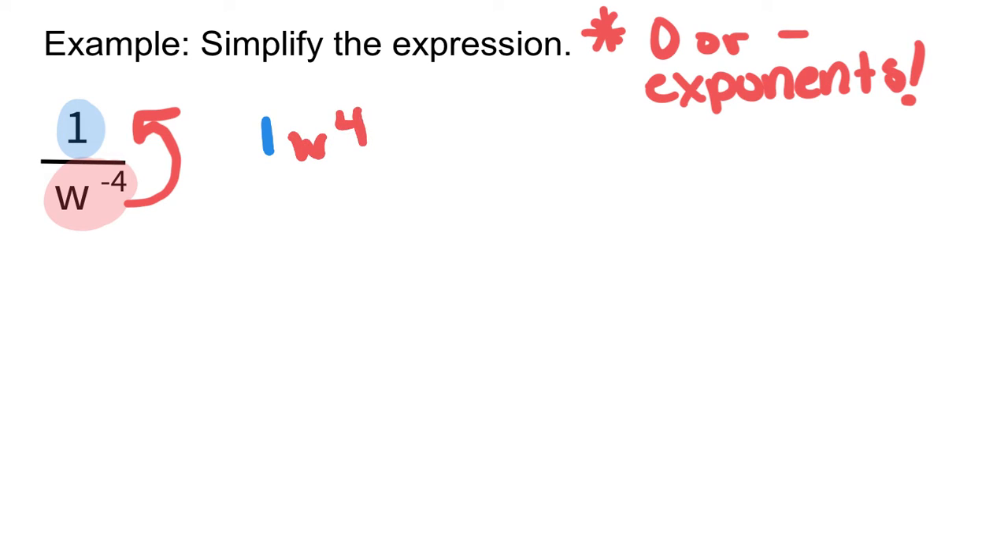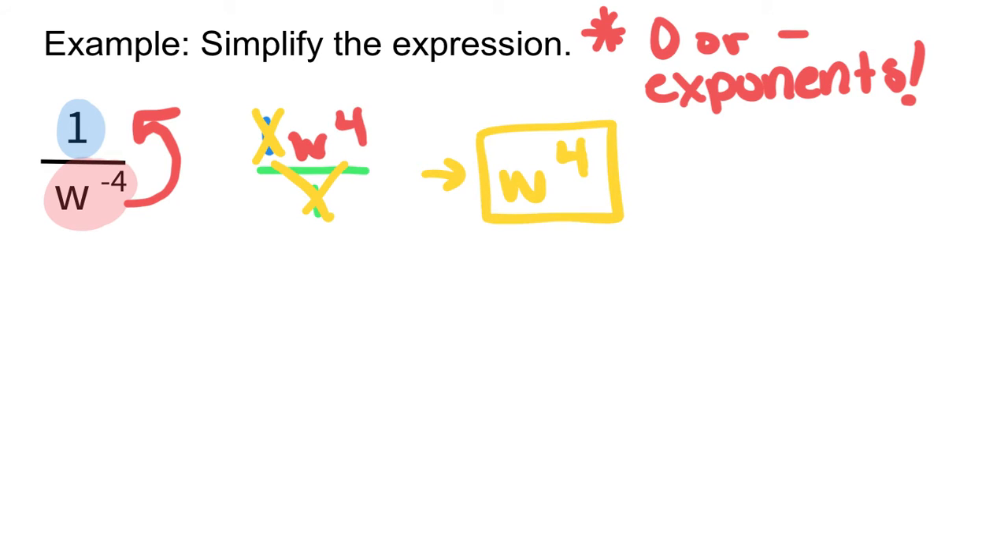The w to the fourth comes up, and I have nothing left on the bottom, so I assume it's over 1. Now, realistically, if I have this over 1, we know I don't have to write that, and I don't have to write this 1 in front. So it just becomes w to the fourth as your final answer.